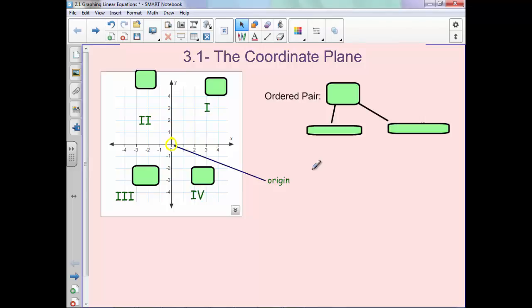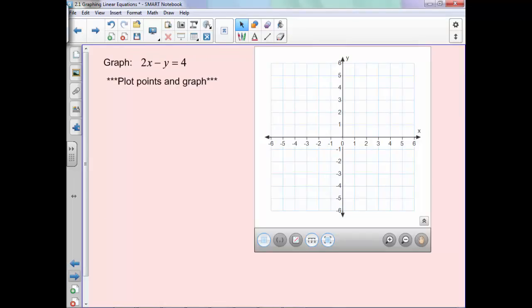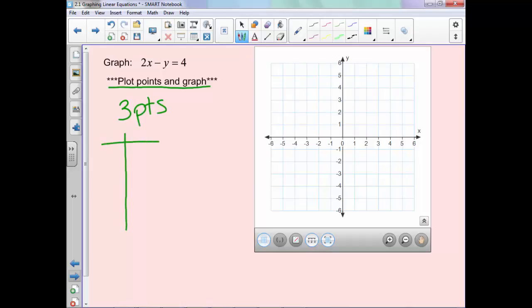And then when you have an ordered pair, it always goes x comma y, where the first is our x coordinate, the second is our y coordinate. So we're going to graph this equation, 2x minus y equals 4. We are going to learn different ways of graphing later, but for right now, we're just going to plot some points. So what we do is we need to pick 3 points and plot them. So we'll pick 3 x values and figure out what the corresponding y values are that go with it.